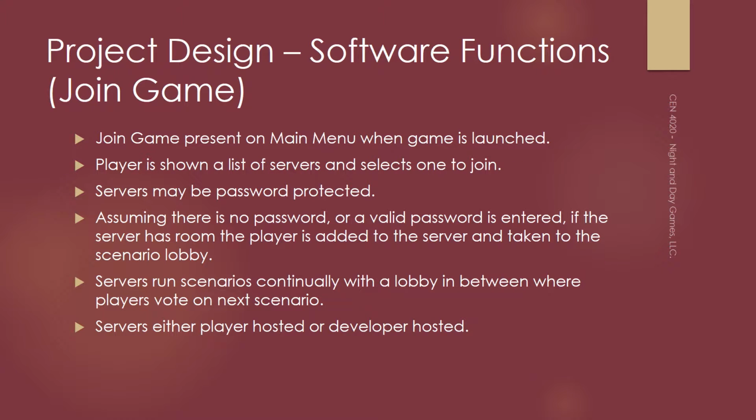Okay, so we're going to talk about what happens when you want to join a game. So on the main menu, when you launch the game, there's going to be a join game option. There's going to be a bunch of other options like host game, things like that. You click the join game option, it's going to pull up a list of servers. It's going to go contact our server infrastructure and get all the possible servers. And you find one you want to join and you click join.